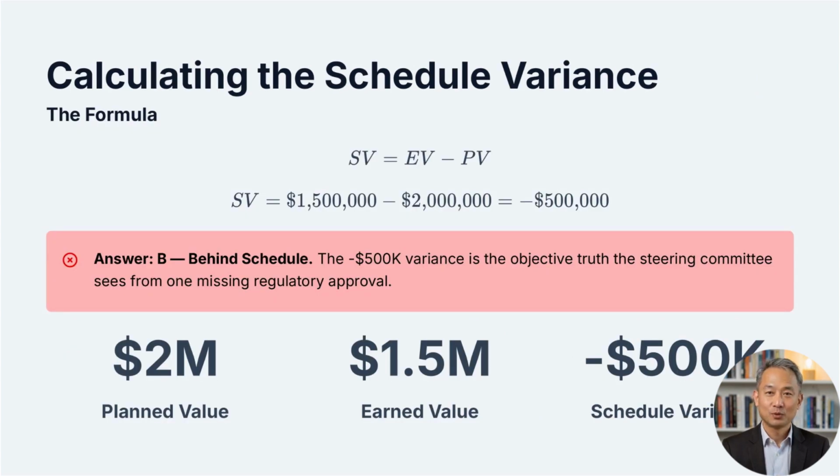To find the exact performance impact for the exam, we must calculate the schedule variance. SV = EV - PV. SV = 1.5 million - 2 million = -500,000. SV = -$500,000. Answer B, behind schedule. This negative $500,000 variance shows the exam that you are lagging significantly behind your timeline. The math tells the steering committee the objective truth about the delay caused by that one missing regulatory approval.